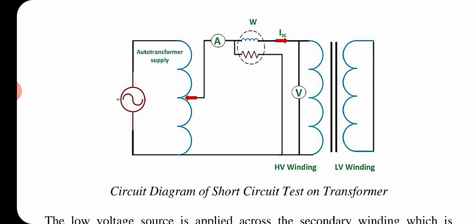So when we apply input voltage to this high voltage winding, because of mutual induction an EMF is induced in the low voltage winding, and as it is short circuited, a current will flow. That will be the short circuit current.